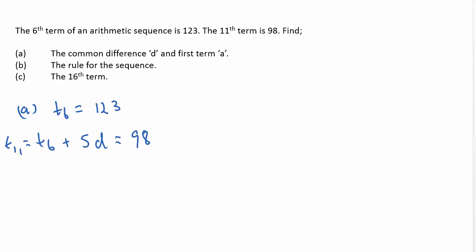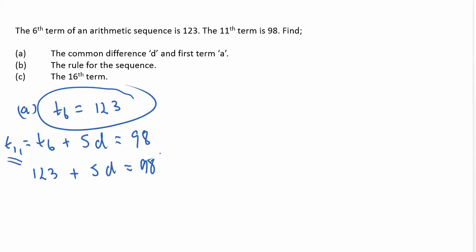Now, a neat little way I can tackle this is to define what my sixth term is and then define the 11th term in terms of the sixth term and 5 differences. So if I want to go ahead and do that, that gives me 123 plus 5d is equal to 98. Five d is minus 25, therefore d is equal to -5.